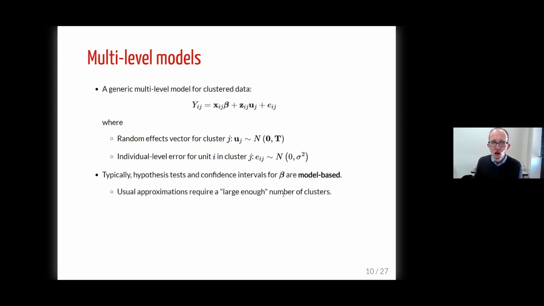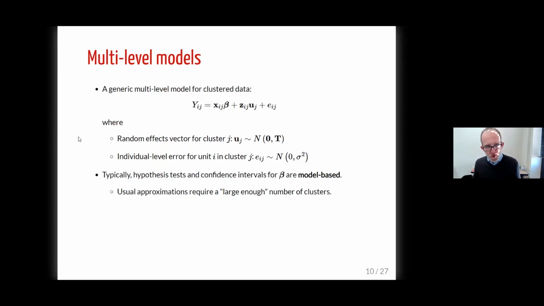In addition to having a properly specified model, the usual standard errors, hypothesis tests, and confidence intervals are also based on large sample approximations. So we have to have a large enough number of clusters in the data in order for those standard errors, hypothesis tests, and confidence intervals to work properly. I'm being a bit vague about what large enough means.